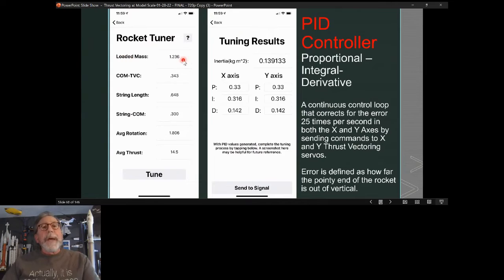So there's the loaded mass, that's flight ready with everything, motor, parachute. It's in kilograms, so this particular rocket was 1,236 grams. You take some measurements, the distance from the center of mass to the TVC mounting screws. It calculates the inertia of the rocket, and I'll show you in a minute, but you have to do a swing test on it. The secret sauce in the BPS flight computer uses these dimensions, and then you measure the rotation time, in this case 1.8 seconds, and then you give it the average thrust.